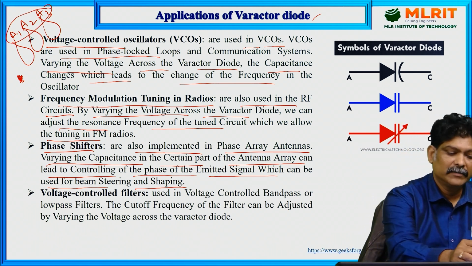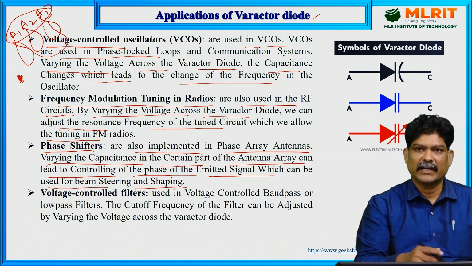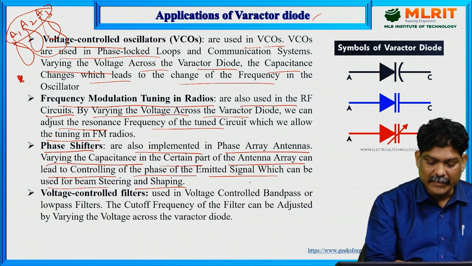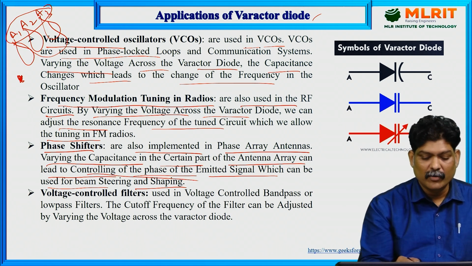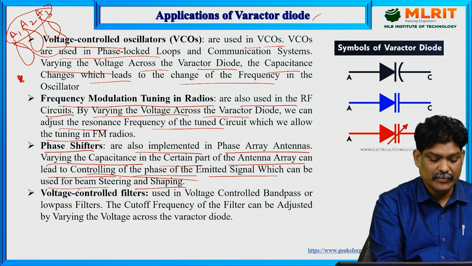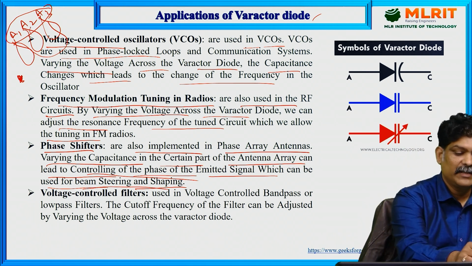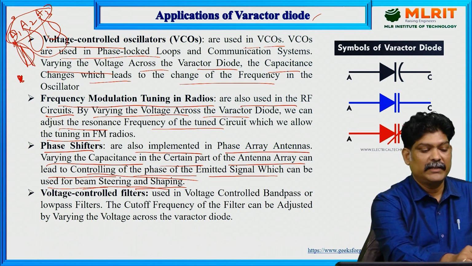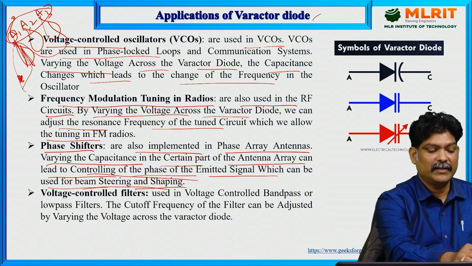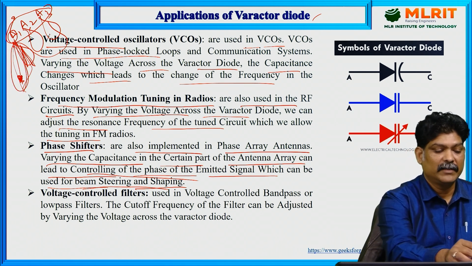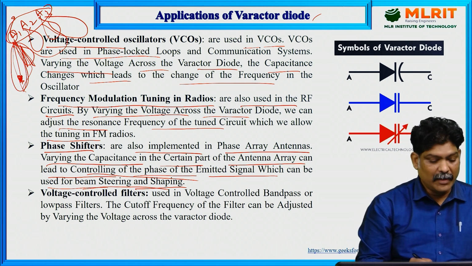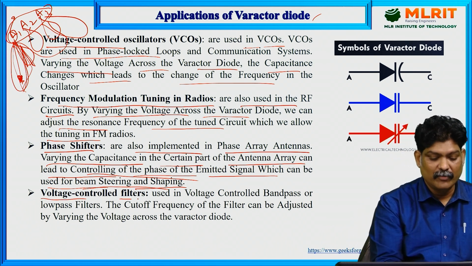So combining together, you can combine them by using phase shifters, and then you can control the phase of the emitted signal, which can be used for beam steering. Beam steering means this is the beam, the main beam. If you change the phase of this particular antenna array, you can change the direction of the beam. So it can be changed like this. So this is the beam steering concept.